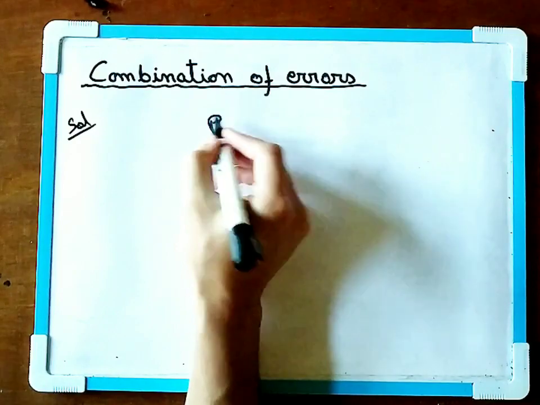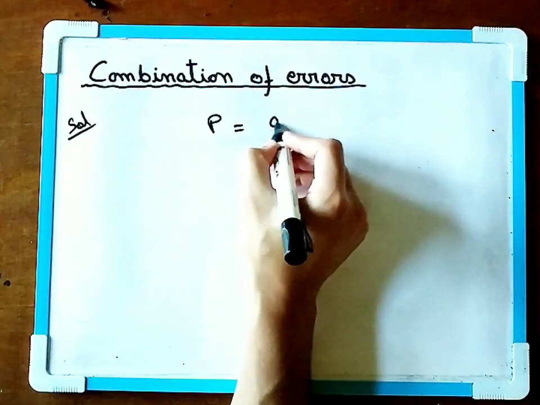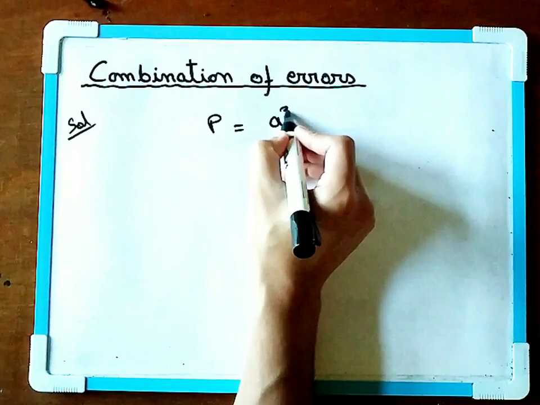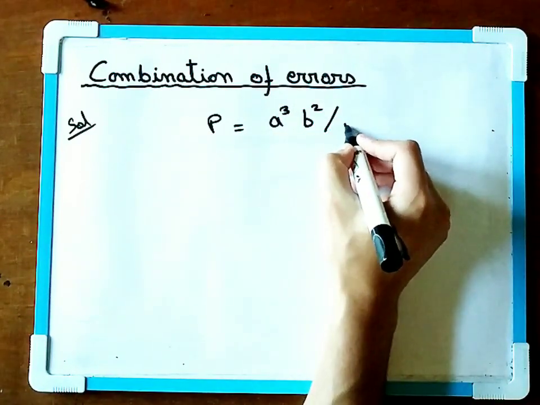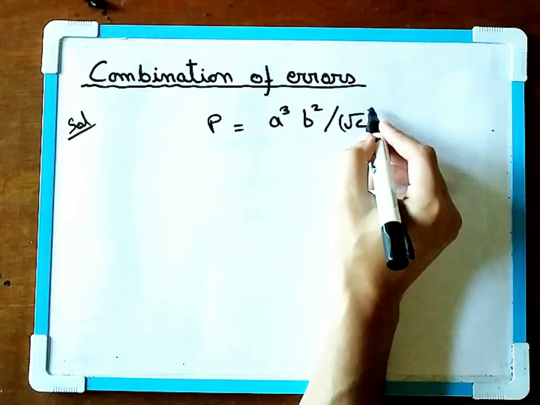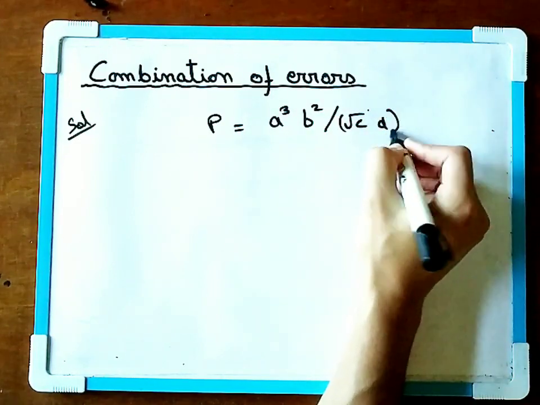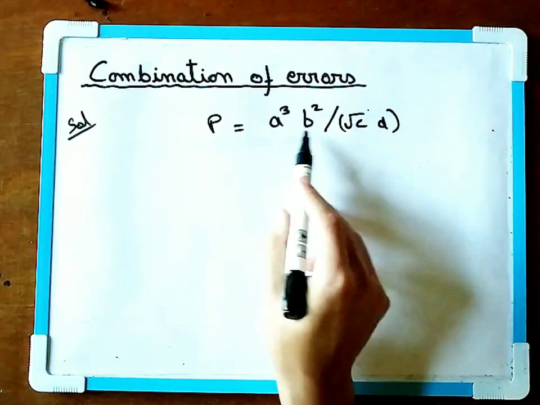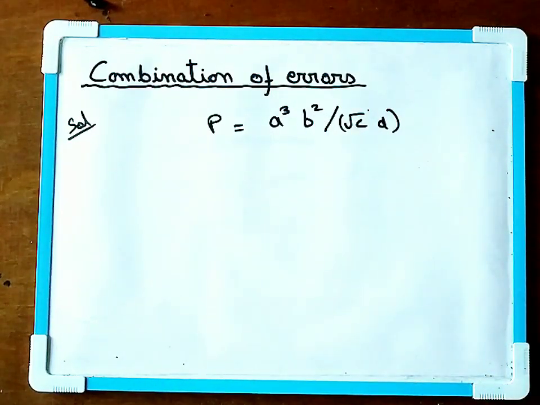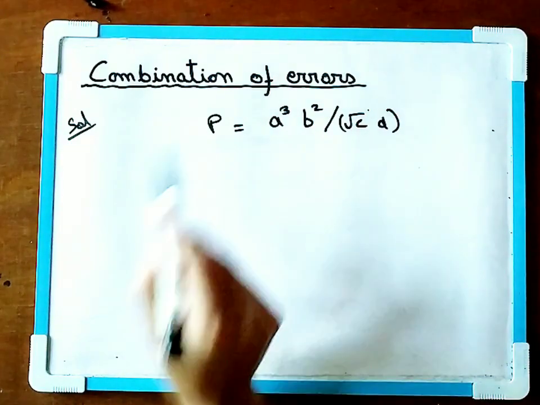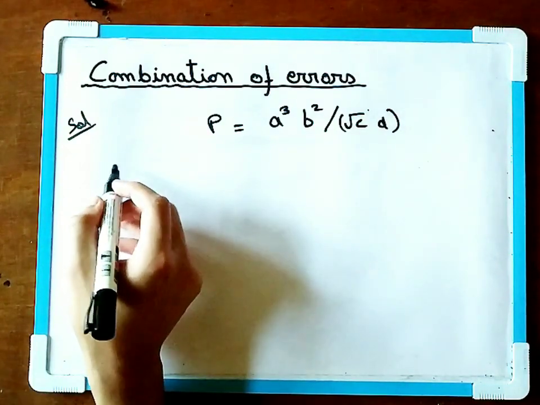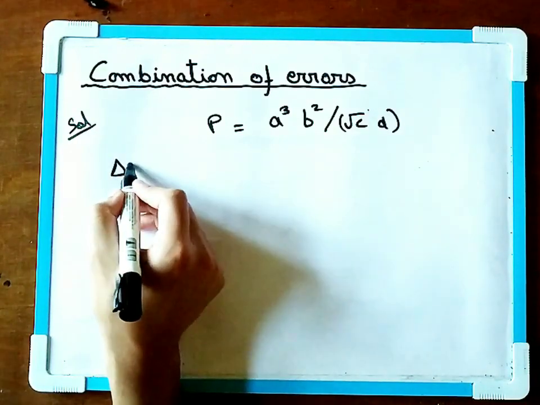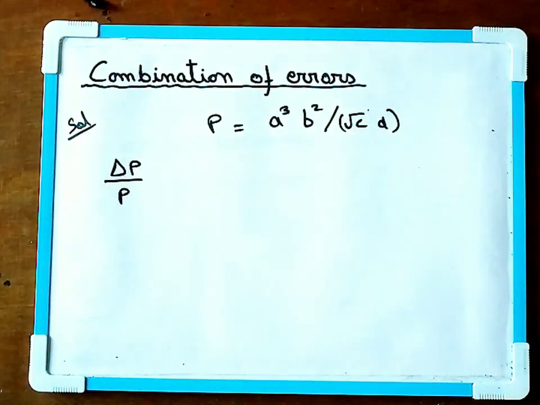So here your P is equal to A to the power 3, B to the power 2, divided by root C, into D. And the percentage error in A, B, C and D is given. What you have to find is the percentage error in P. Whenever you have to find percentage error, first you have to calculate the relative error. We know how to find the relative error in P, that is delta P by P. This is the relative error in P.